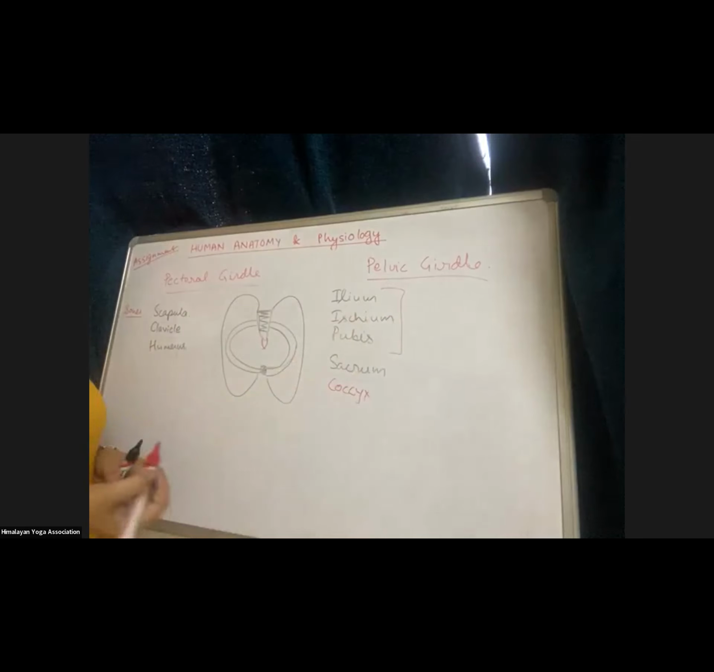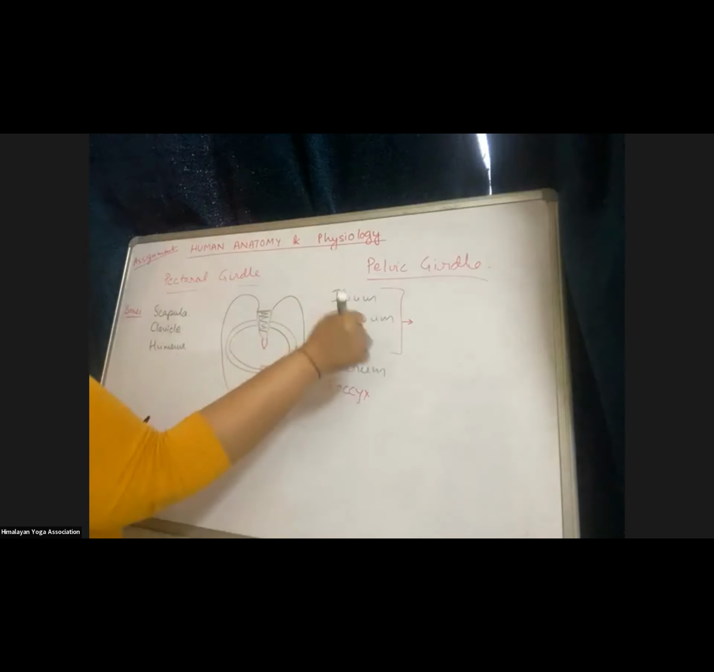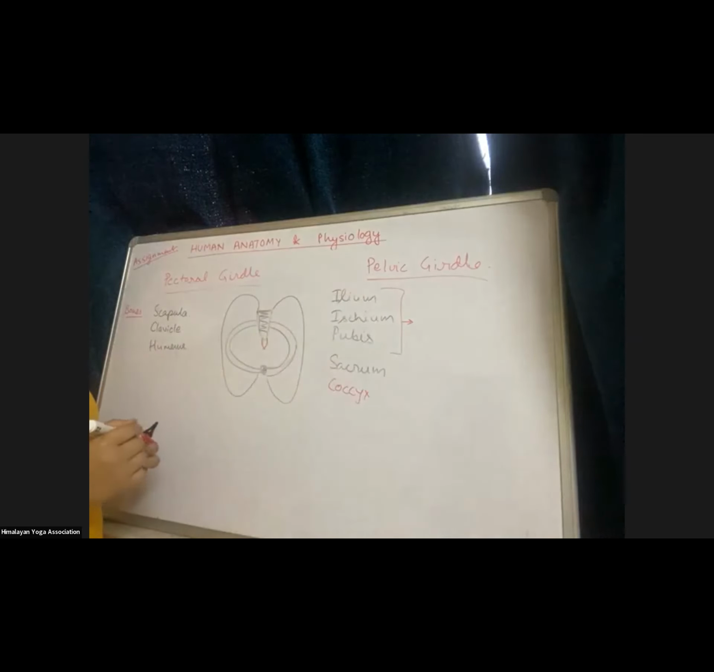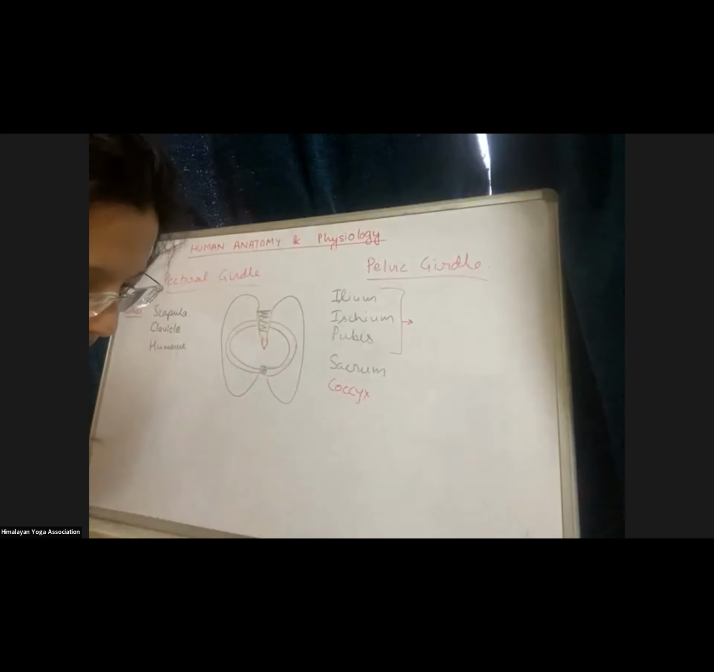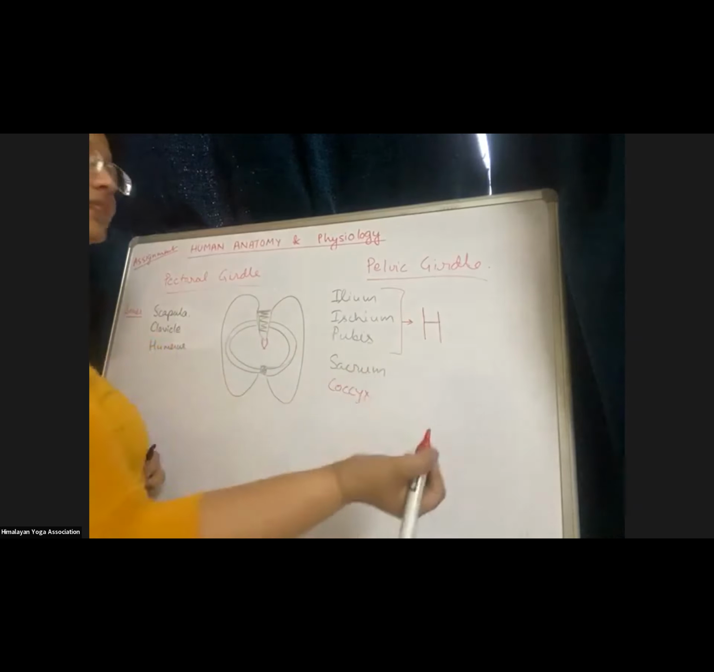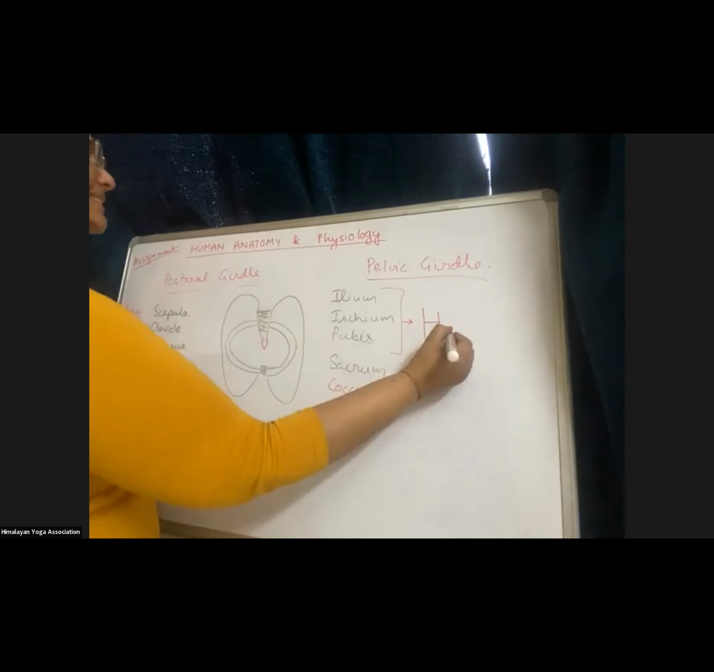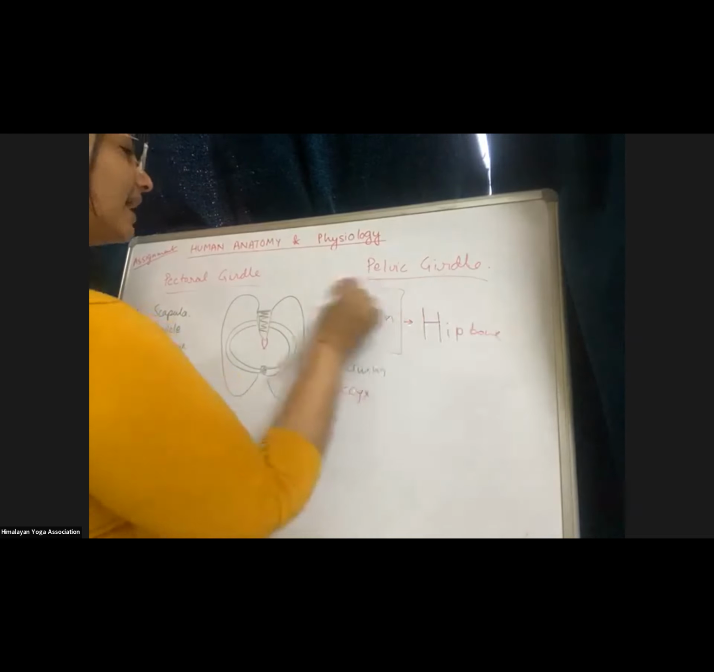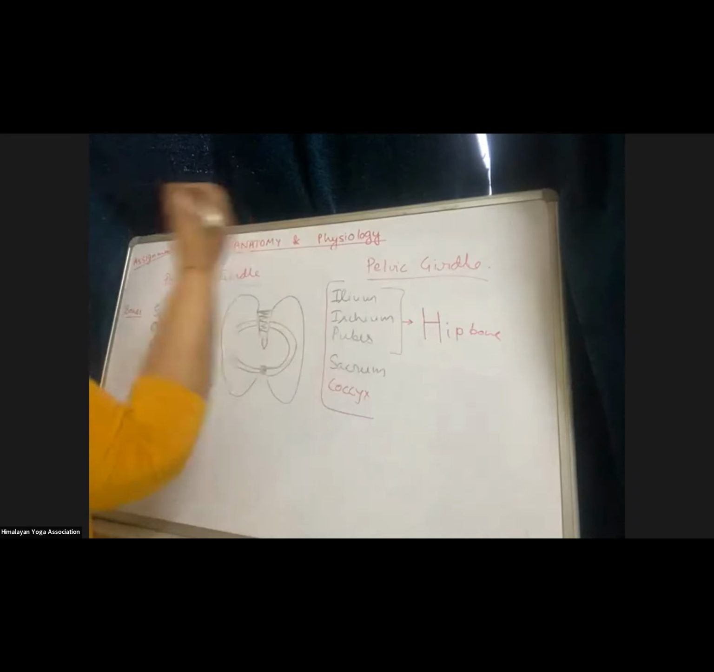Together they are called the pelvic girdle. This is the general term for these bones. All these five together are called the pelvic girdle. The three bones are commonly called the hip bone, and together all five of them form the pelvic girdle.